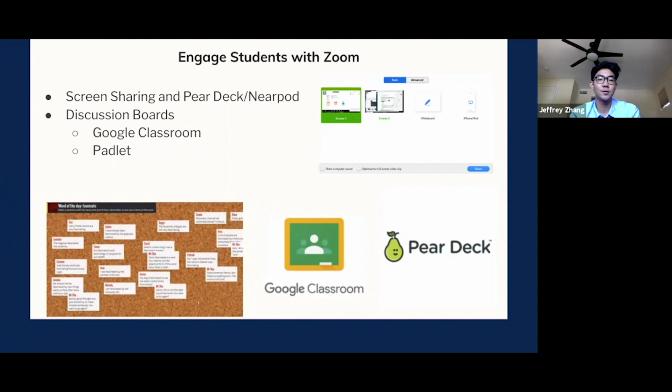So how we engage students with Zoom: first, one of the biggest things that we use is screen sharing on Zoom so that all students can see what we see, whether that be slides or discussion boards or whatever. And then we also use Pear Deck, and Nearpod is another substitute for Pear Deck, where students can individually see the slides that you have shared with them. And then we also build in discussion boards through Google Classroom as well as Padlet so that students are able to have those discussions like they would in the classroom, but in an online format.